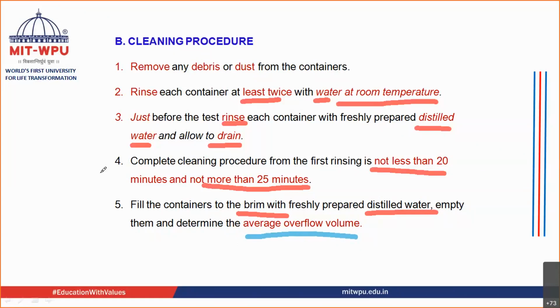So in the first step what we have done is we have selected the number of containers depending upon the ml, isn't it? So depending upon the ml, we selected the number of containers. Whatever containers we have selected, now we have cleaned them. How have we cleaned them? First, we have removed all the debris. We have rinsed them twice with normal water. We have rinsed them finally with distilled water before the test. We have tried to dry them. We have tried to remove all the water that was present on the container. We have dried it.